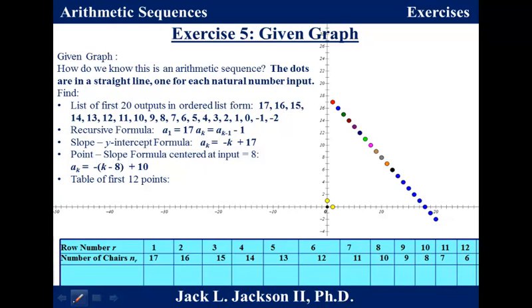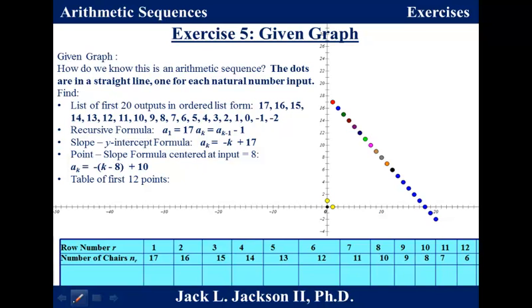So what we're actually doing is going down 1 as we go to the right one. So the recursive formula is you start with a sub 1 is 17, and then a sub k is a sub k minus 1 minus 1 more. So a sub k is the opposite of k plus 17.